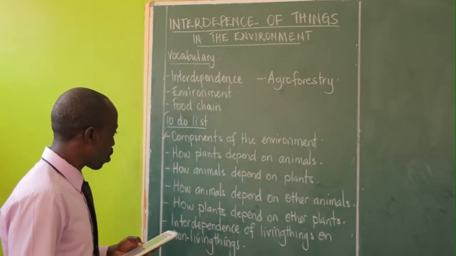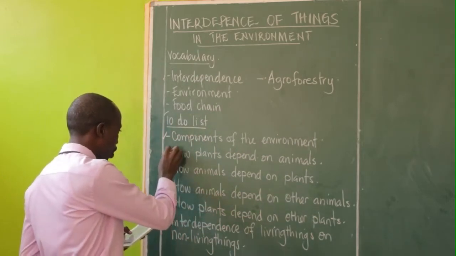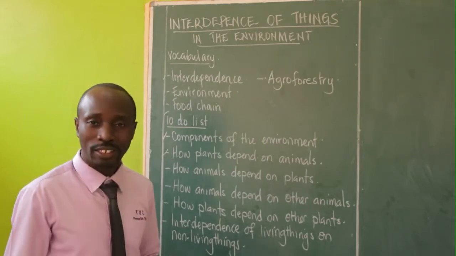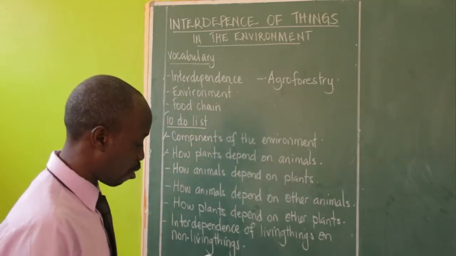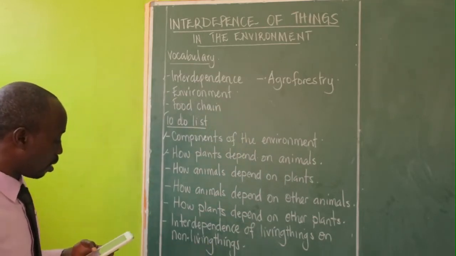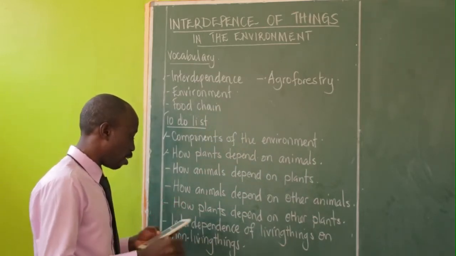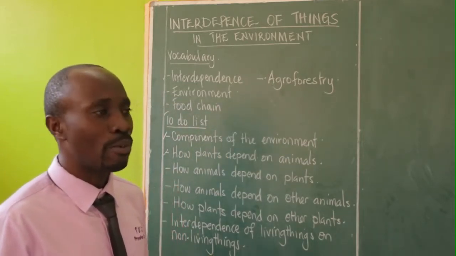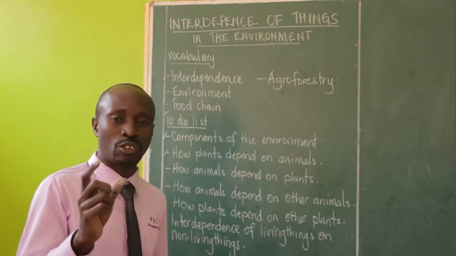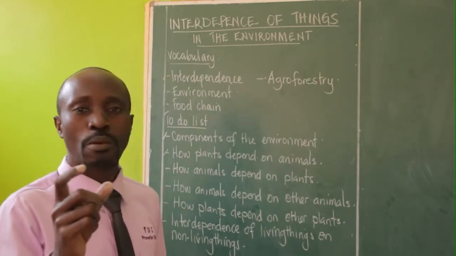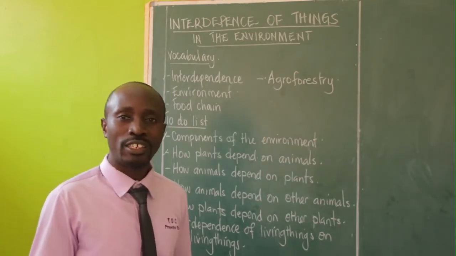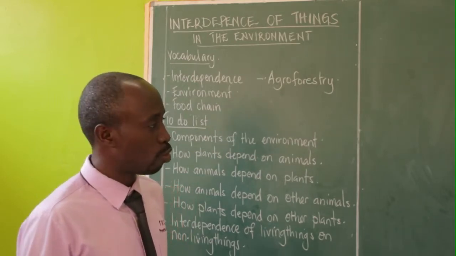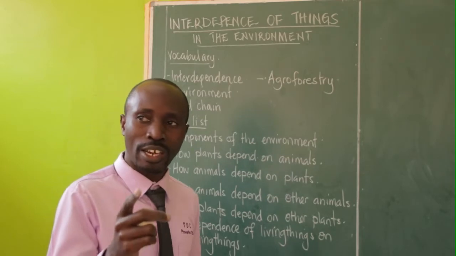All right, let's look at how they now depend on each other. We shall start with plants, how plants depend on animals in the environment. Of course, there are many things that plants get from animals. We shall begin with the air we breathe out, that is carbon dioxide. Way back, you talked of the process by which plants make their own food, and that is photosynthesis. Now, photosynthesis has two raw materials, that is water and carbon dioxide.